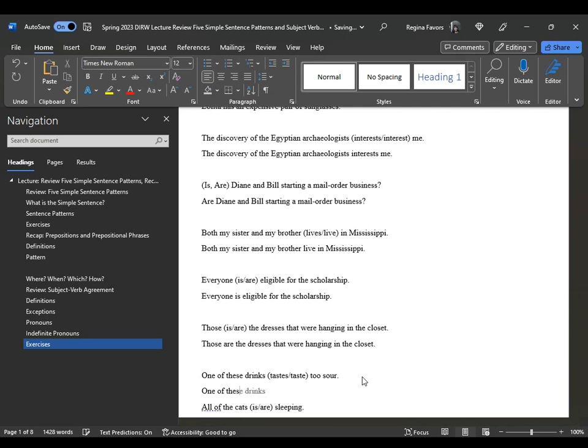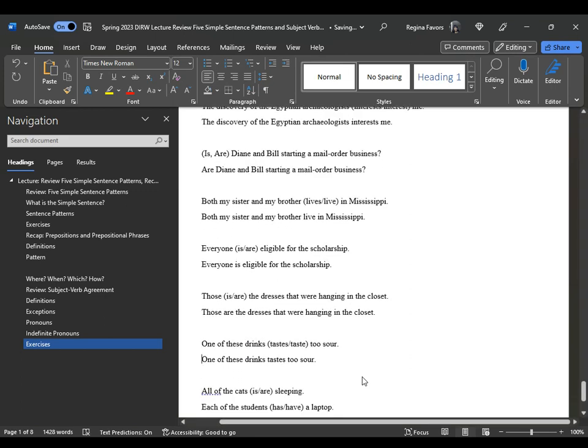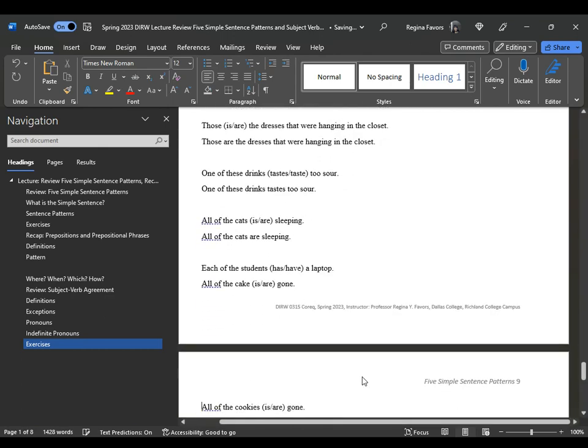One of these drinks tastes too sour. Don't pay attention to the actual prepositional phrase. Ignore it and look at it as one tastes too sour. All of the cats are sleeping, because all is in plural.